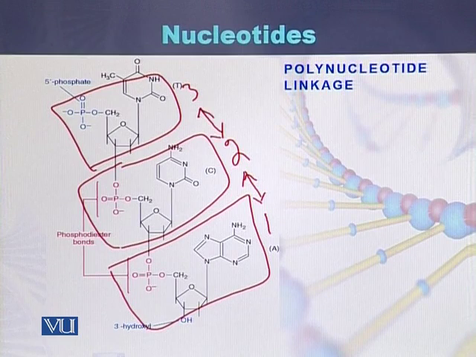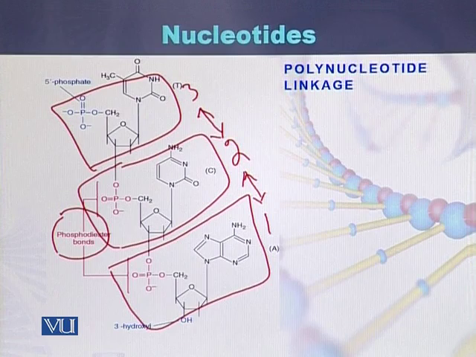There is a linkage between nucleotide 1 and nucleotide 2. The linkage between nucleotide 1 and nucleotide 2 is called a phosphodiester bond. So we can say that the nucleotides within the structure of DNA are joined by a bond. The name of that bond is phosphodiester bond.